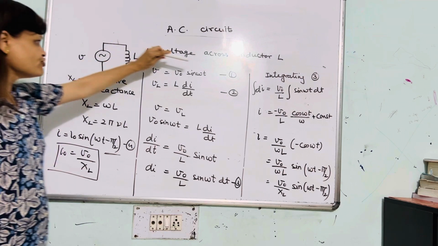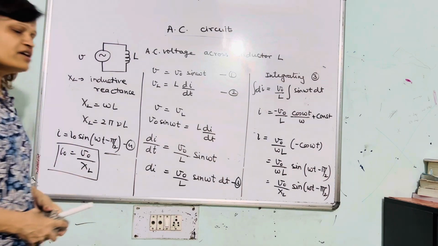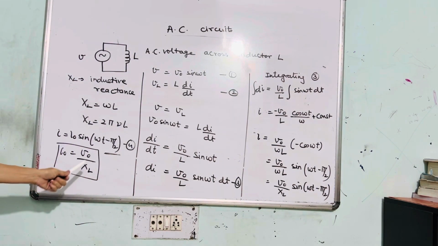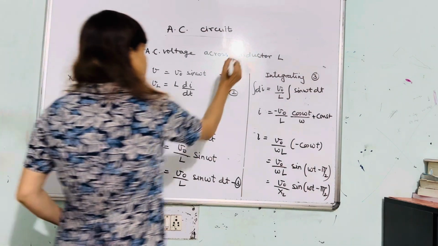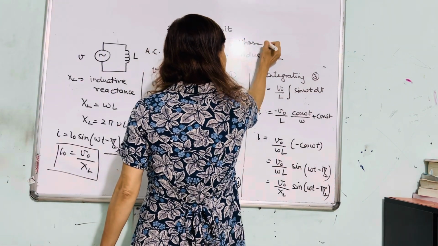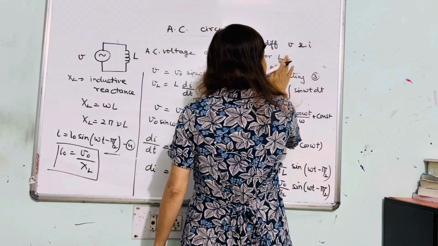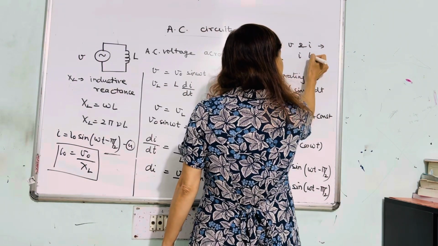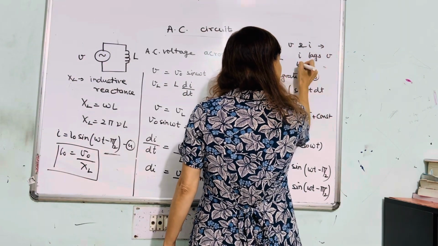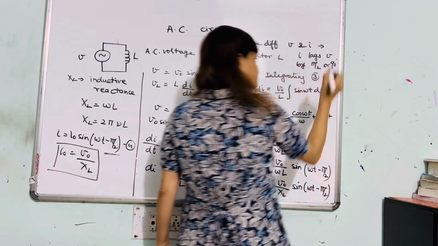Now from equations 1 and 4, it is clear that the phase difference between the voltage and current is pi by 2, with the current lagging the voltage by pi by 2. So we can write the phase difference between voltage and current: the current lags the voltage by pi by 2, or 90 degrees.